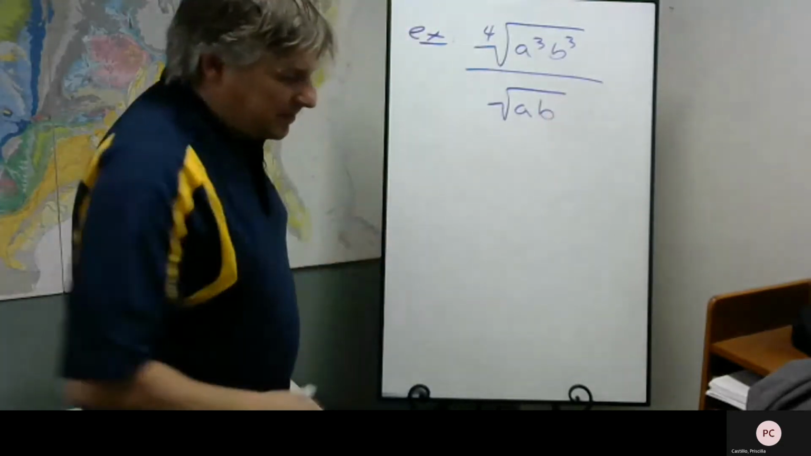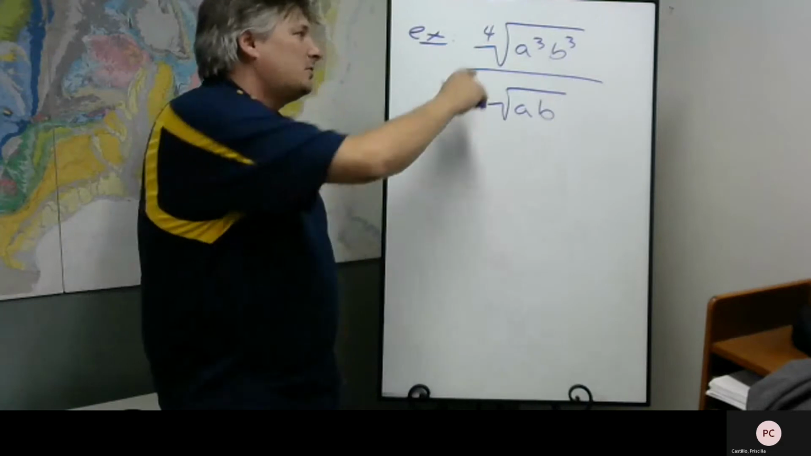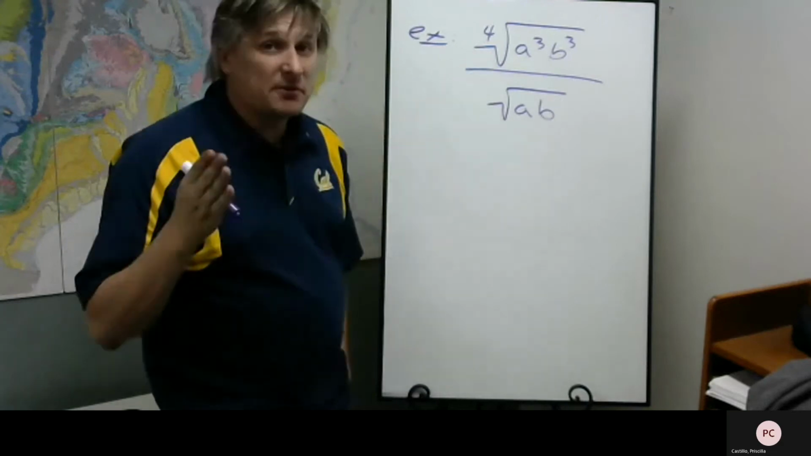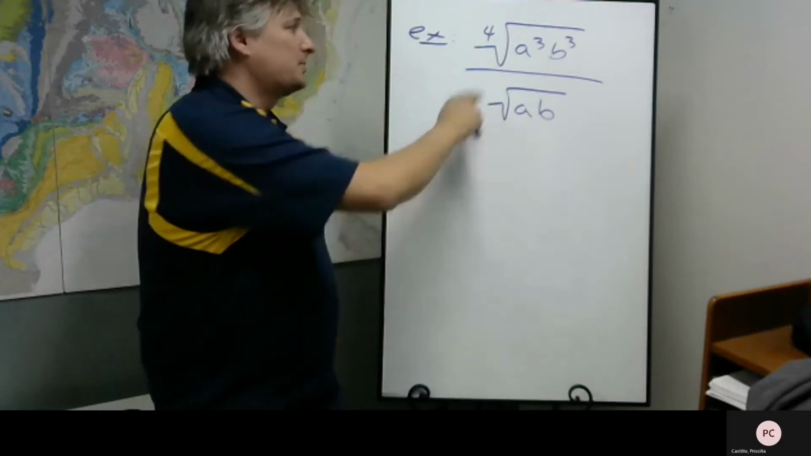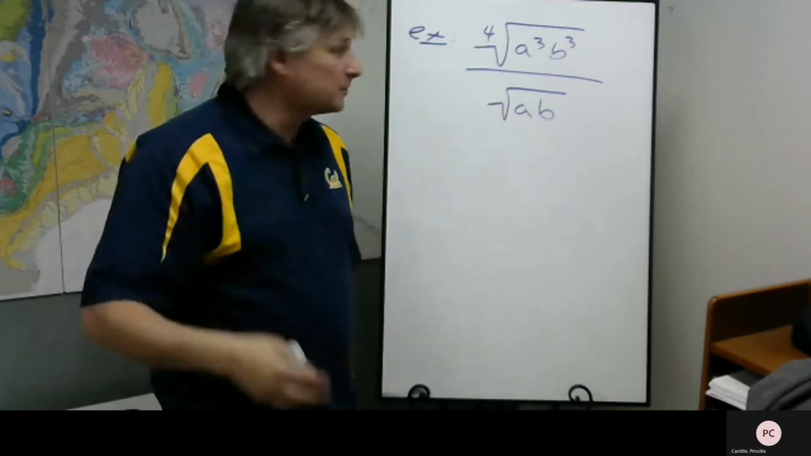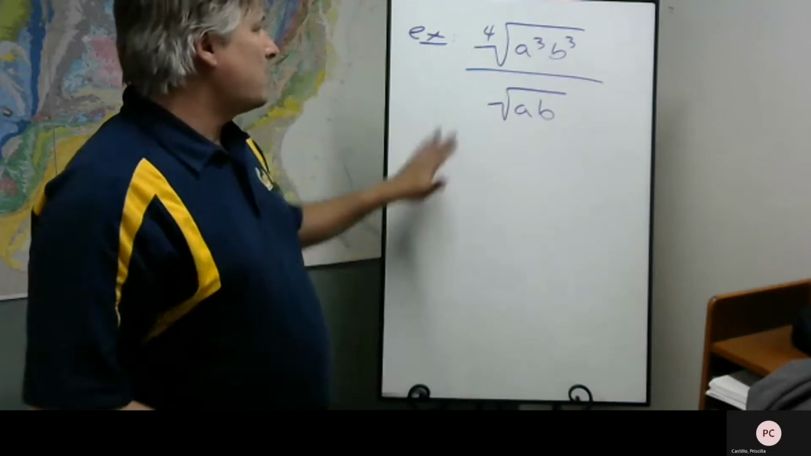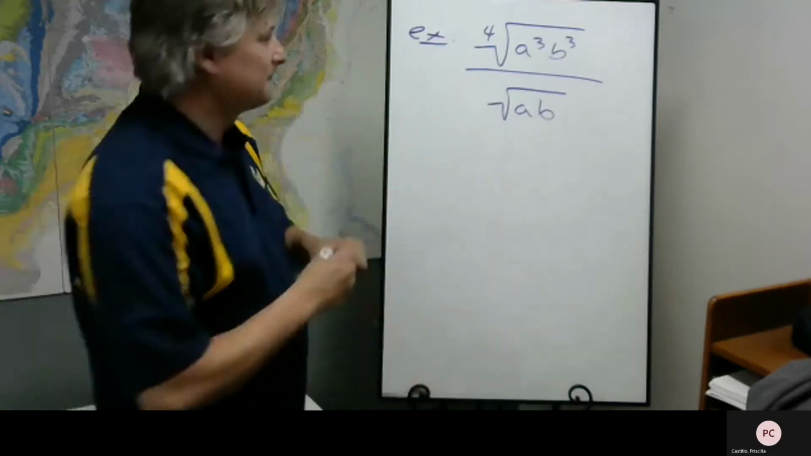Now, I want to mention something. We're going to get this into the next section. In the next section, you can merge roots if they're the same root. Now, these are not the same root. This is a root 4 and a root 2. So we can't just merge the roots. So what we want to do is convert these, again, into rational exponents.